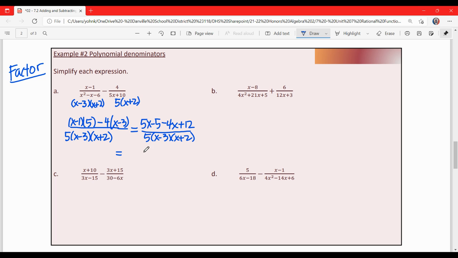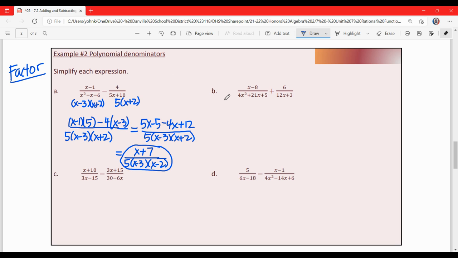Okay, now I need to combine like terms. So in the numerator, 5x minus 4x is x. Negative 5 plus 12 is 7. And I can't do anything on the bottom. Don't multiply it out because you might have to factor it out in order to see if anything simplifies. So there's my answer.